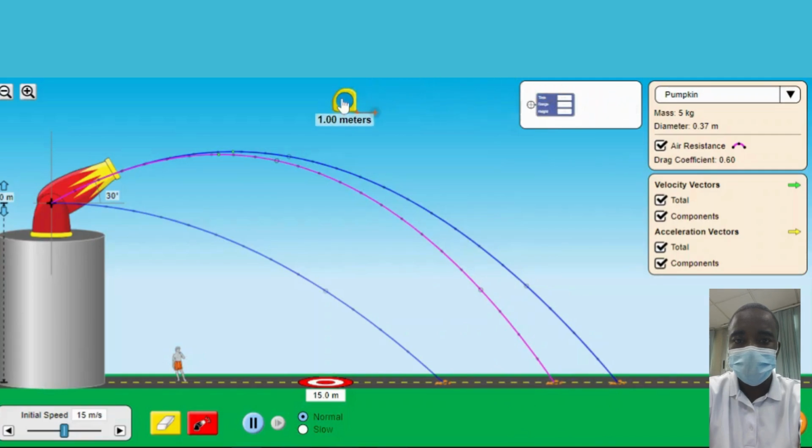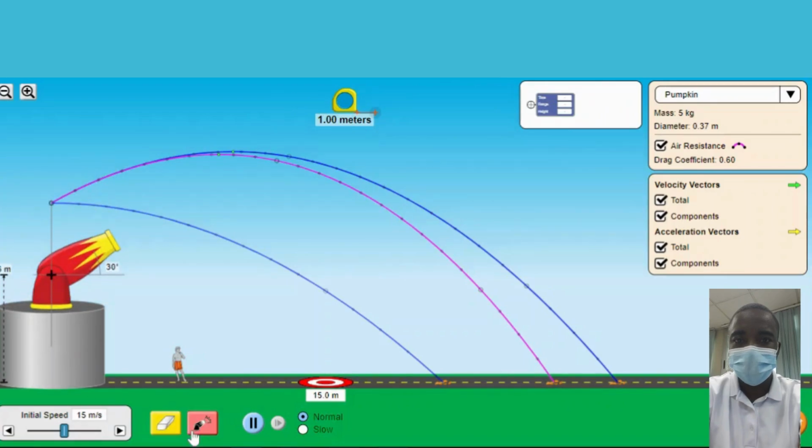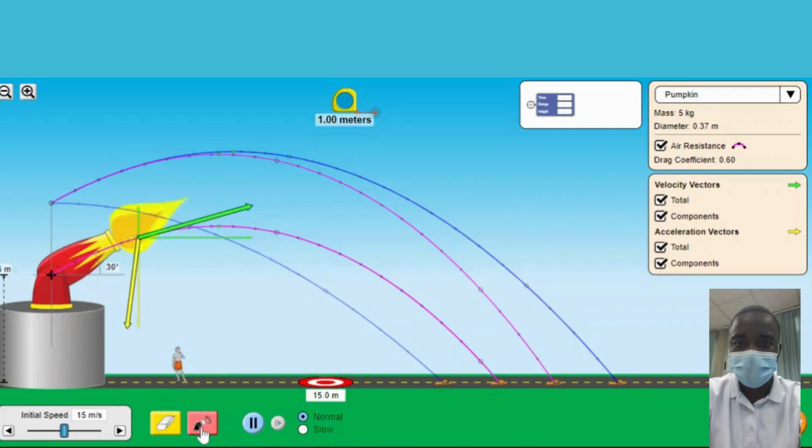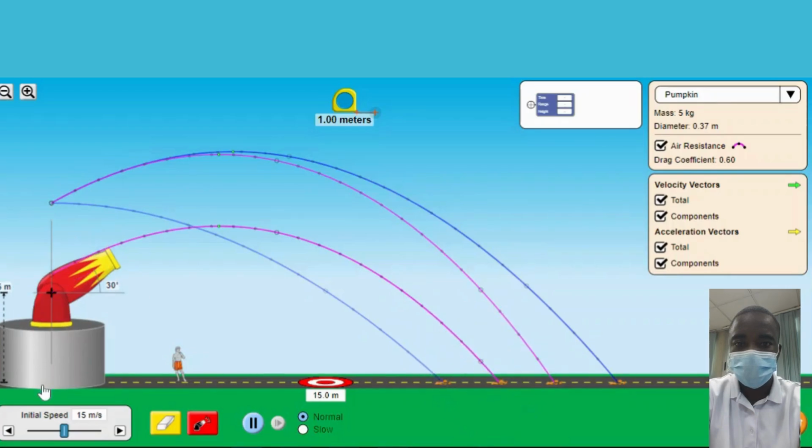By adjusting these parameters, students can observe how the path of the projectile changes. For example, increasing the launch angle can result in a higher trajectory, while increasing the initial speed can result in a longer range. This interactive feature helps students understand the relationship between these factors and the projectile's motion.